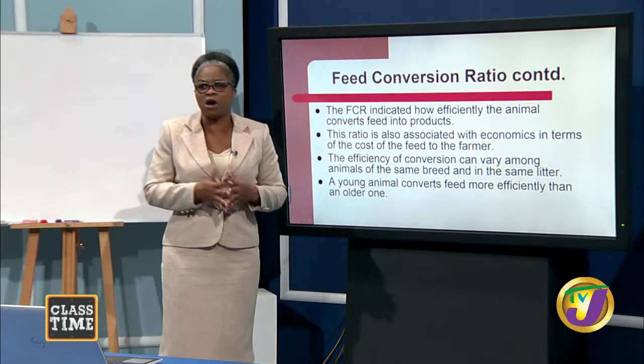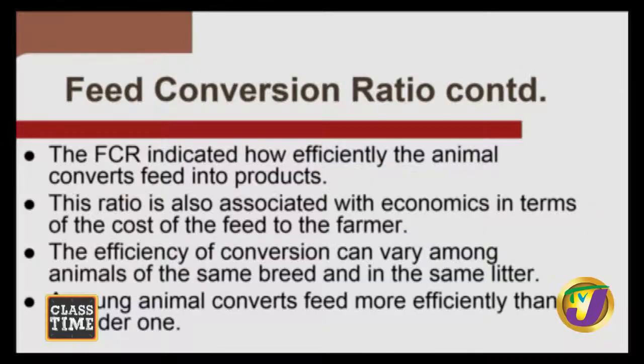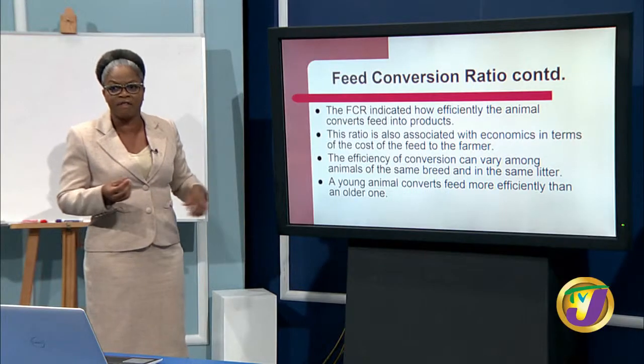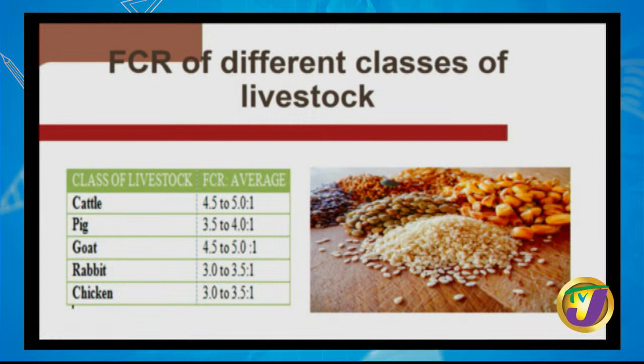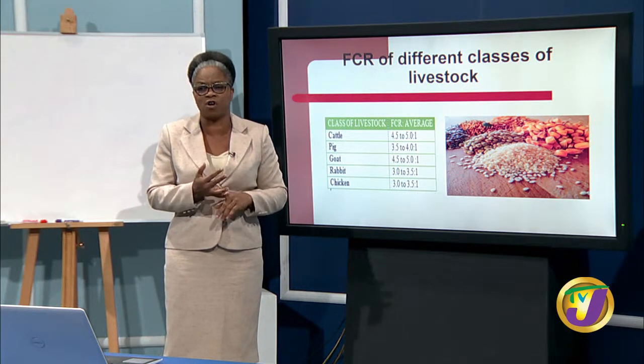So, once we talk about the feed conversion ratio, students, it indicates how efficiently the animal is going to convert feed into products. This ratio is also associated with economics in terms of the cost of the feed to the farmer. The efficiency of conversion can vary among animals of the same breed and in the same litter. And a young animal converts feed more efficiently than older animals. Good? And so that is why we need to pay close attention to the feed conversion ratio.